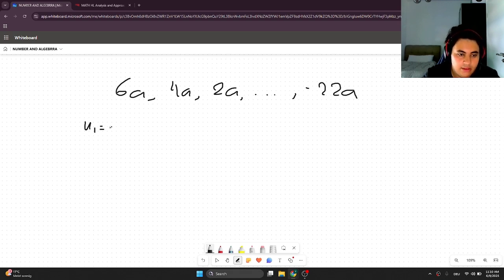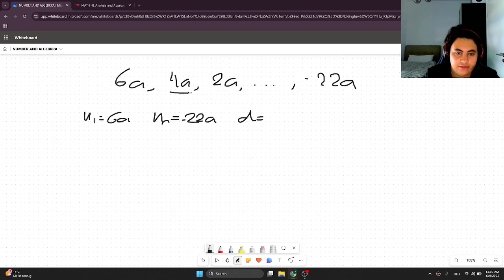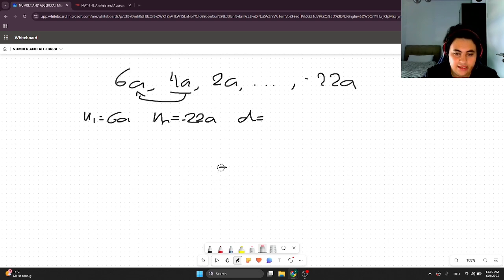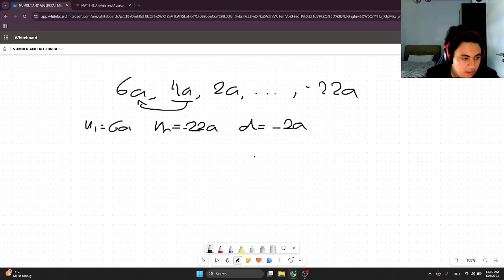So you have u1 is equal to 6a, right? And then you have un is equal to negative 22a. And then the common difference, right? Again, the common difference I can take by doing this minus that. So 4a minus 6a is going to be negative 2a. Same thing with 2a minus 4a is going to give me what? Negative 2a, sorry. So the common difference is negative 2a. Okay, so negative 2a. Good.